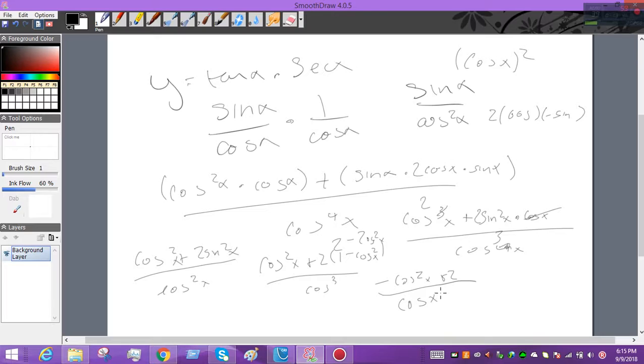Cosine of x cubed. So all that's over cosine of x cubed. Here, we can't simplify it down any further, so we're going to break it up into 2 separate fractions. We get 2 over cosine of x cubed, which we can rewrite as 2 times secant cubed, and then minus cosine squared over cosine cubed, which simplifies down into secant of x. And this should be of x. Okay, so that's that problem.